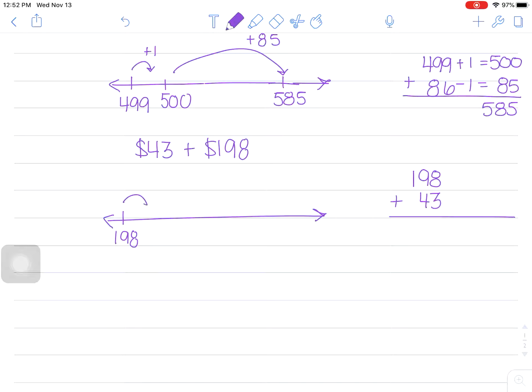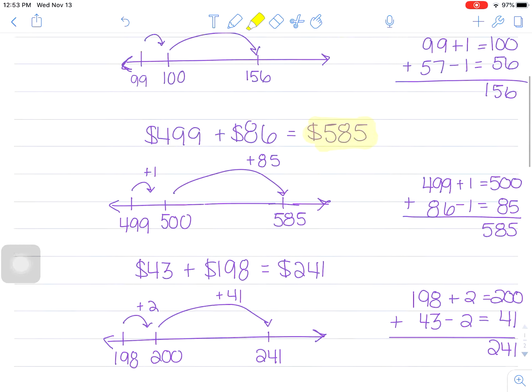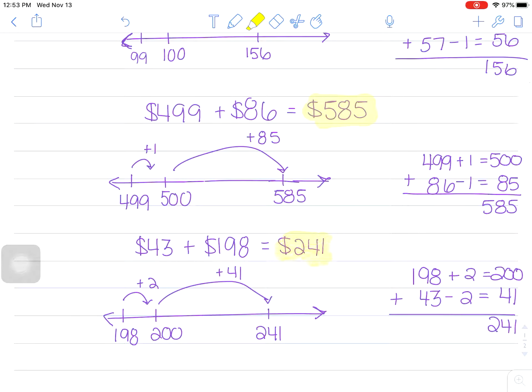What are you thinking? Adding what to it? Hopefully you're going to say plus 2. So you get 200. Right? That means I'm going to subtract 2 from 43. And if I subtract 2 from 43, I'm left with 41. Which means I'm going to add 41. And I should have $241. Okay? Whoops. And hopefully this makes sense so far, okay?